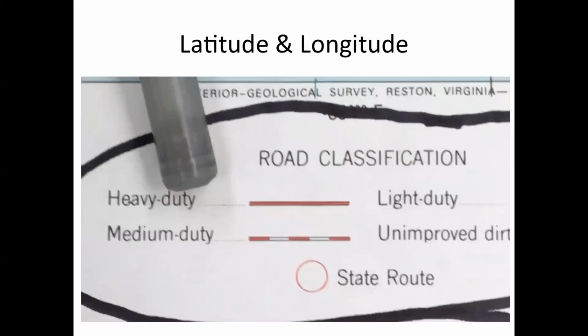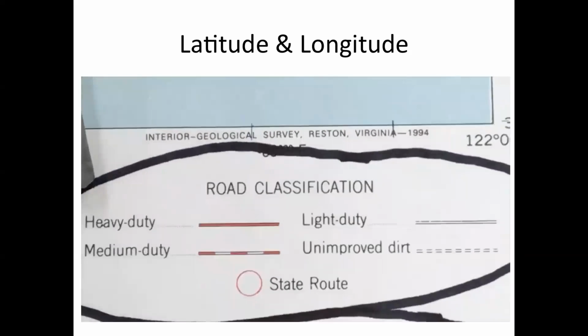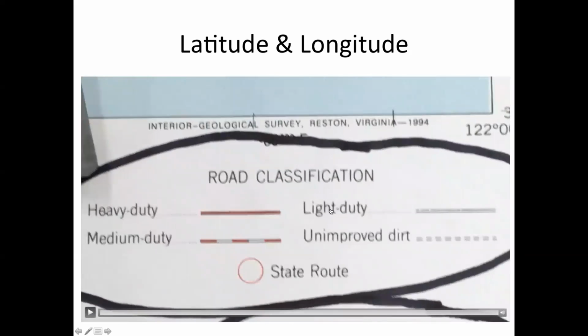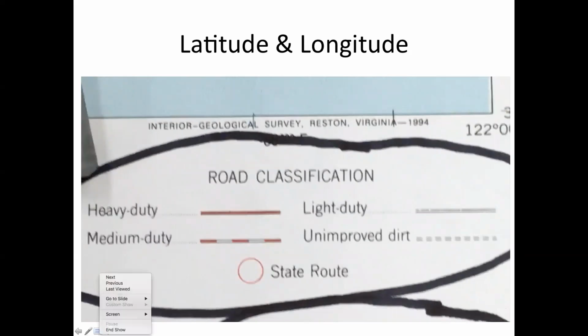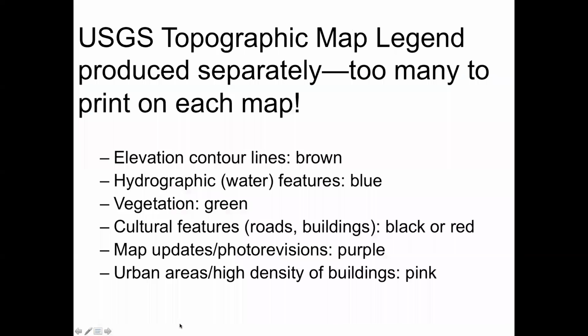Finally, a key or legend. On our topographic maps, we're only going to see road classification noted as a small legend, but we're not going to see the full legend of what all of the different symbols and colors on our maps mean. The reason that the USGS does not produce a full legend on each map is simply there's just too many features, too many colors to print on every single map.